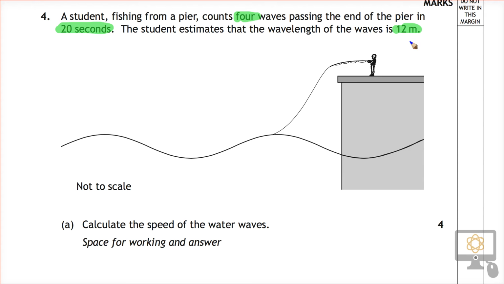So I'm just going to write down some things here. That's the wavelength. If there are 4 waves in 20 seconds, this is clearly a time, and this is the number of waves. It's not drawn to scale. Calculate the speed of the water waves.